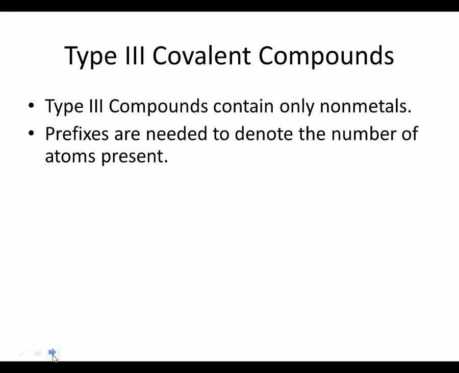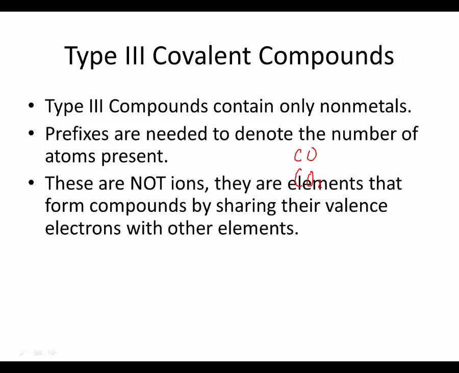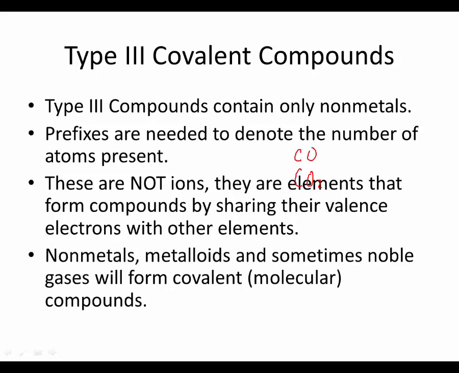Prefixes are needed to denote the number of atoms present. That's because there are multiple ways for nonmetals and metalloids to bond with each other. If they're not made of ions, then you don't have charges telling you how many you need. For instance, there's this, and there's also this. Those are two very different ratios and two extremely different compounds. These are not ions, like we said. They're elements that form compounds by sharing their valence electrons instead of gaining and losing. And like you said, nonmetals and metalloids, sometimes, and that's an exception. We're not really going to get into that too much.